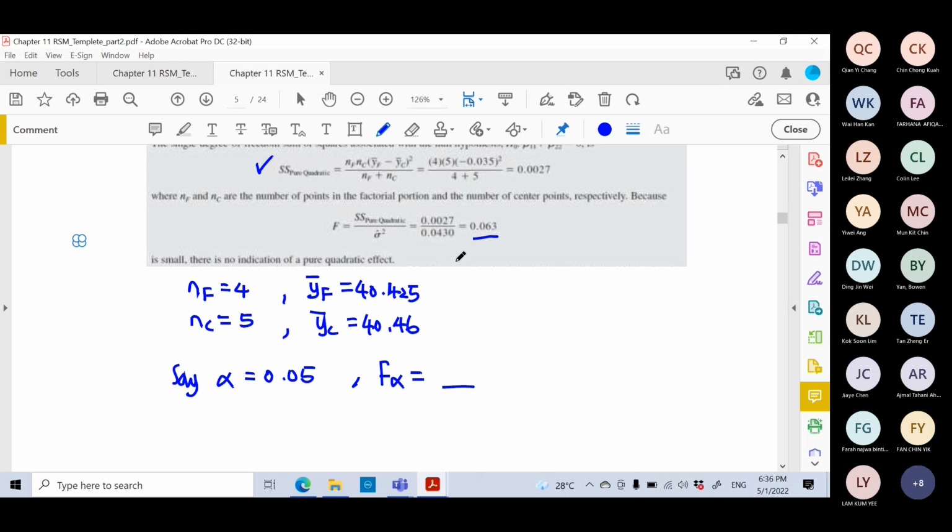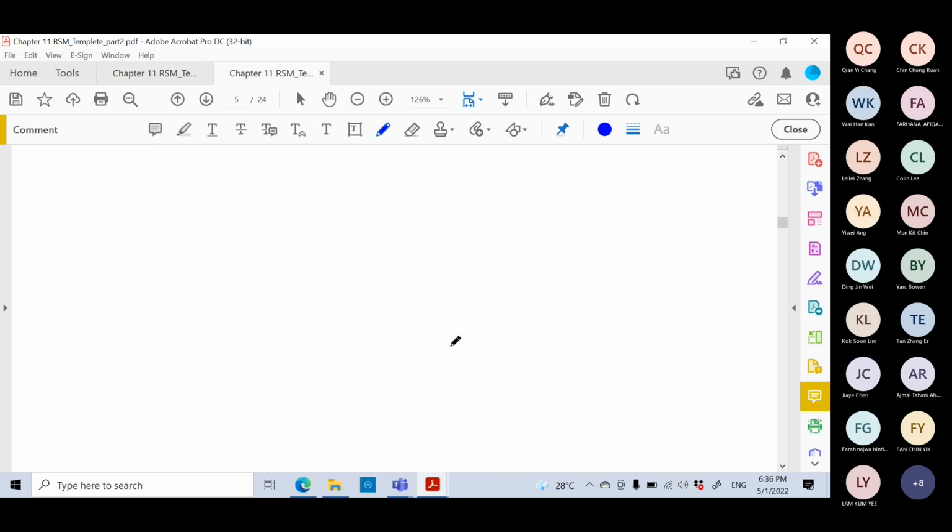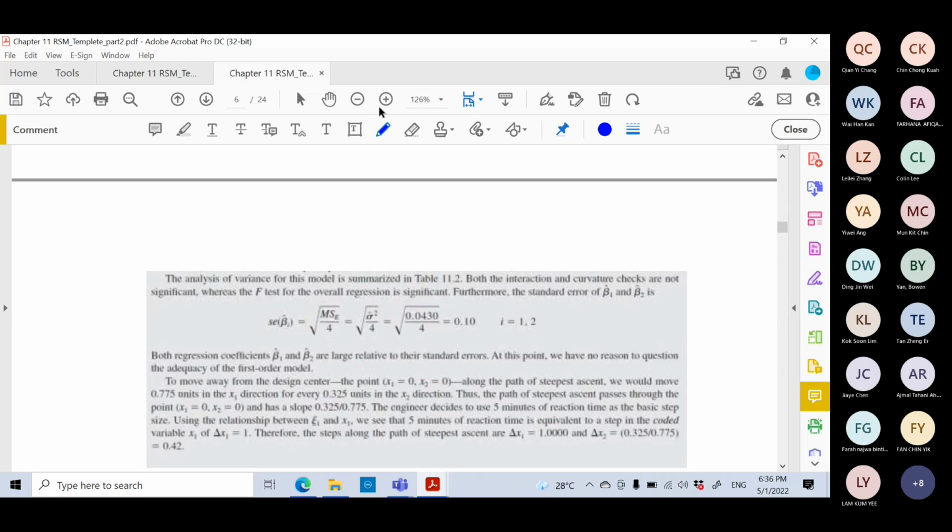For the following one, under the regression analysis, we can calculate the standard error for beta 1 and beta 2. How do we calculate the standard error? We can calculate the standard error for beta 0 and beta 1 as just the MSE divided by 4. You take the square root of sigma squared divided by 4. You get your value of the MSE, and the standard error for beta 0 and beta 1 will be equal to 0.1.